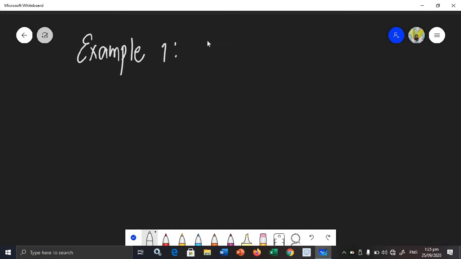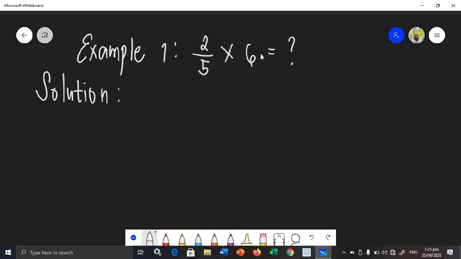So, the given is 2 over 5 times 6. What will be the product of this example? So, this will be our solution. And then, we will assume that the denominator of 6, 6 is a whole number. So, ang denominator niya ay 1. Always, no? So, I'm going to rewrite the given. 2 over 5 times 6 over 1. Ayan, may denominator na siya. Therefore, we can use the cancellation method.